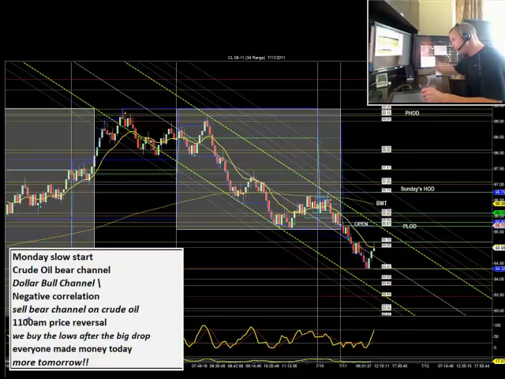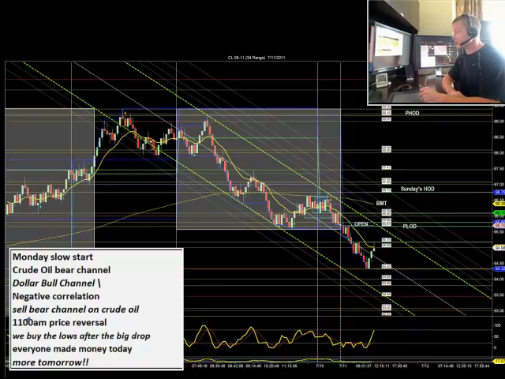First things first, though, the bear channel here on crude tells me what? What does the bear channel tell me to do? Sell retracements, new lower lows, and sell at resistance if price was to rise back up. So that's what the bear channel tells me. Right off the bat, we get a great heads up here in the market.